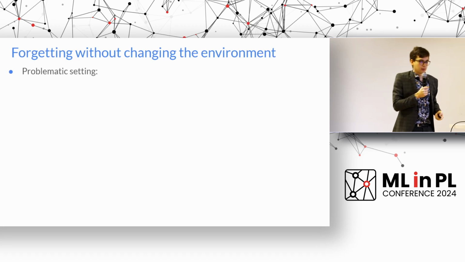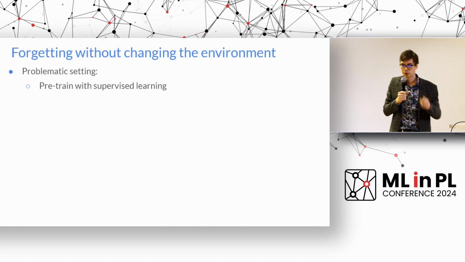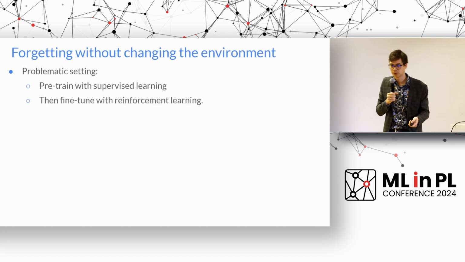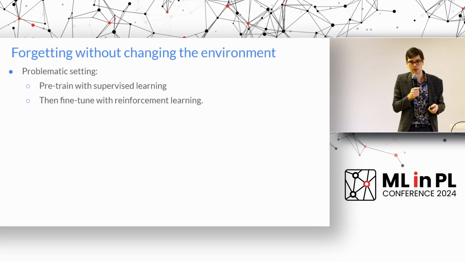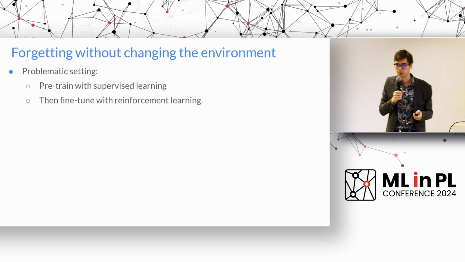And as it turns out, there is a particular setting when this happens. So this happens when you pre-train with supervised learning, but then you try to fine-tune with reinforcement learning. So again, this is exactly the setting that I proposed as a best of both worlds a few slides ago.